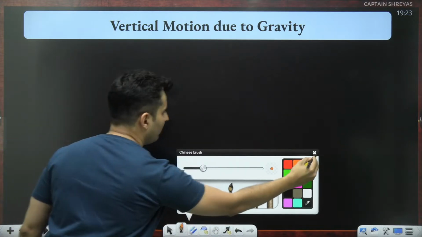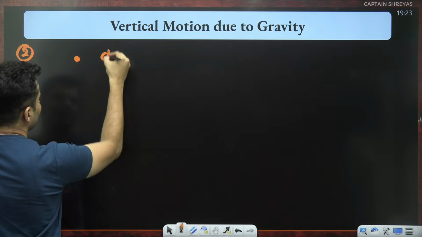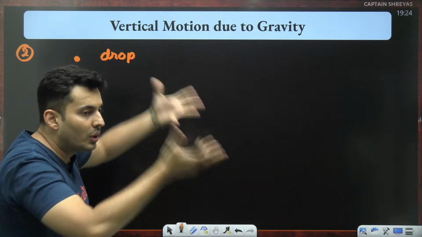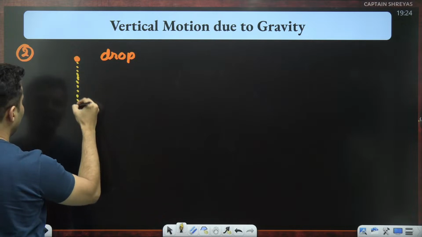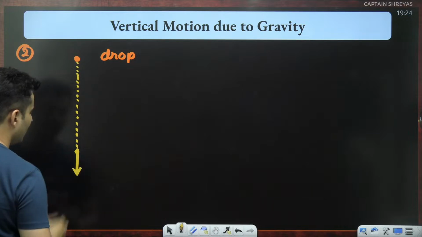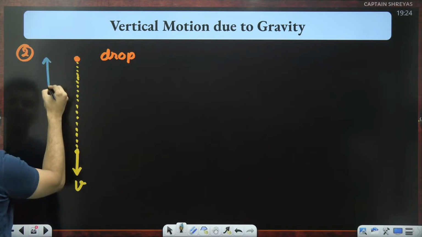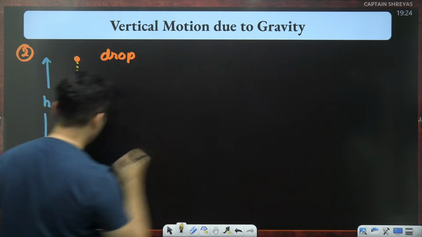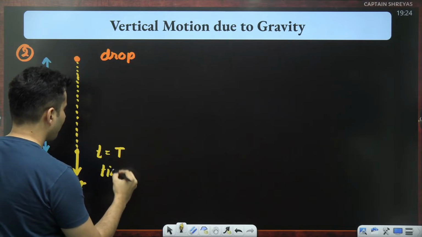Another type of problem which you specifically get is where you have a body and you just drop it. When I say drop, it is just left. It starts with no velocity initially, with no speed, gains speed, and finally might achieve some speed after some time. So let's say the final speed is v, and it has been dropped from a height of h, and the time taken to drop by height h is basically t. So this is the time of fall.